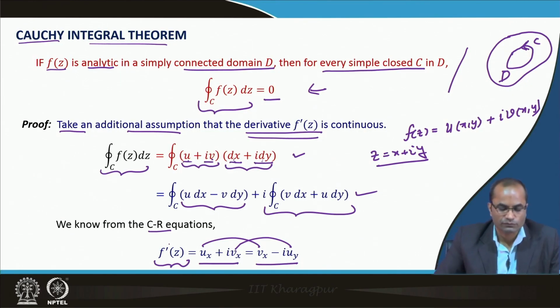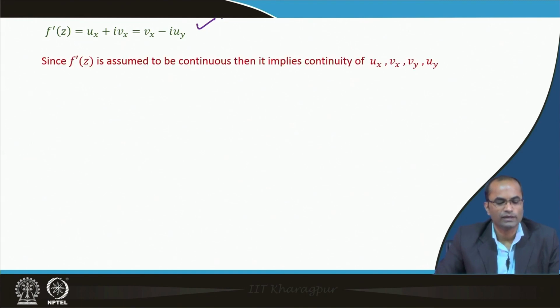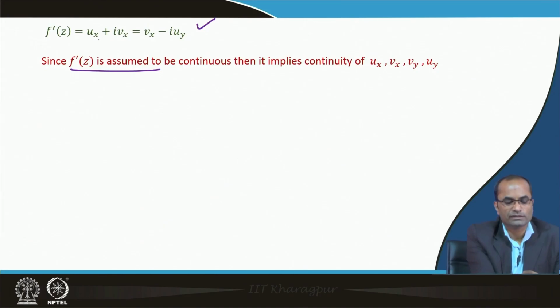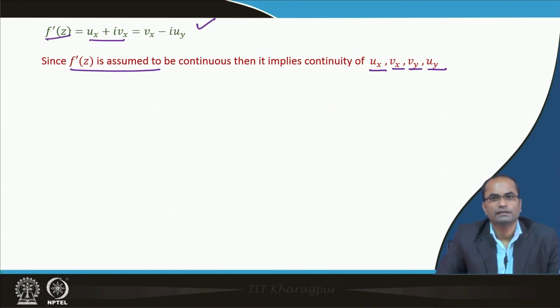That was the idea which was discussed earlier. So, we have this result that f prime z is equal to u x plus i v x, which is equal to v y minus i u y. And since f prime z is assumed to be continuous, the right hand side has to be continuous, or its components have to be continuous. That means u x, v x, v y and u y, all these partial derivatives must be continuous, because the left hand side, this f prime z, is continuous.